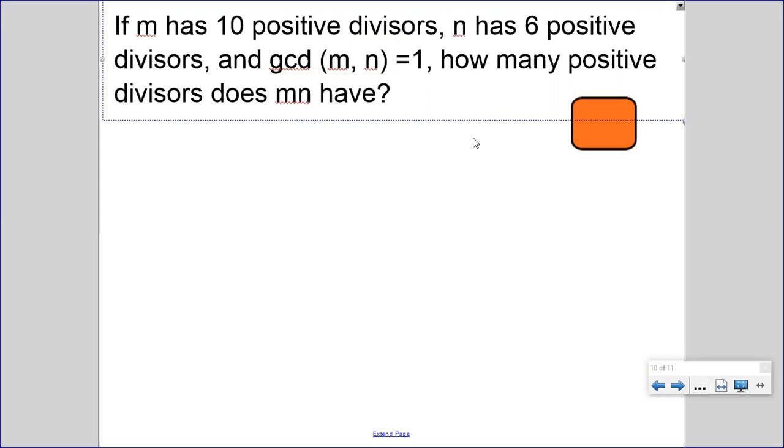M has 10 positive divisors and N has 6 positive divisors. And the greatest common divisor of M and N is 1. How many positive divisors does M times N have? What do we think? I feel like we could probably shoot this one off the cuff. I don't even think we need to pause. I think we just big brain this and figure it out.